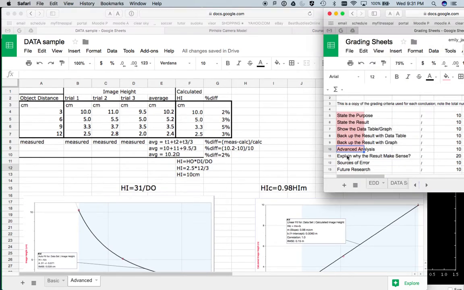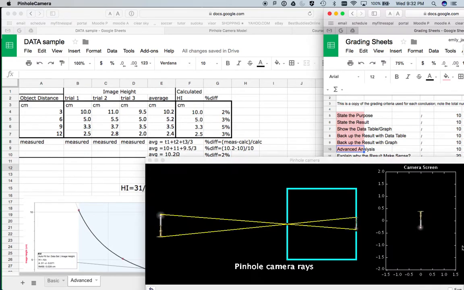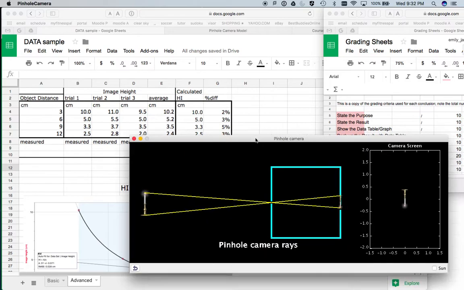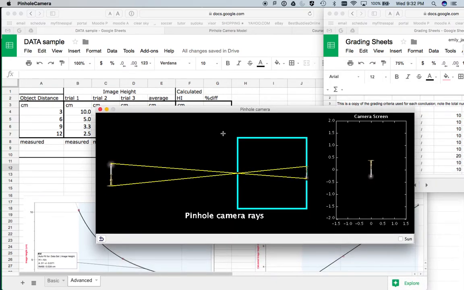Okay, so we've done the advanced analysis. Now we need to explain why this result makes sense. To understand it, you have to look at a diagram. And I went on the internet and I found a nice little simulator. Now let's look at what happens.